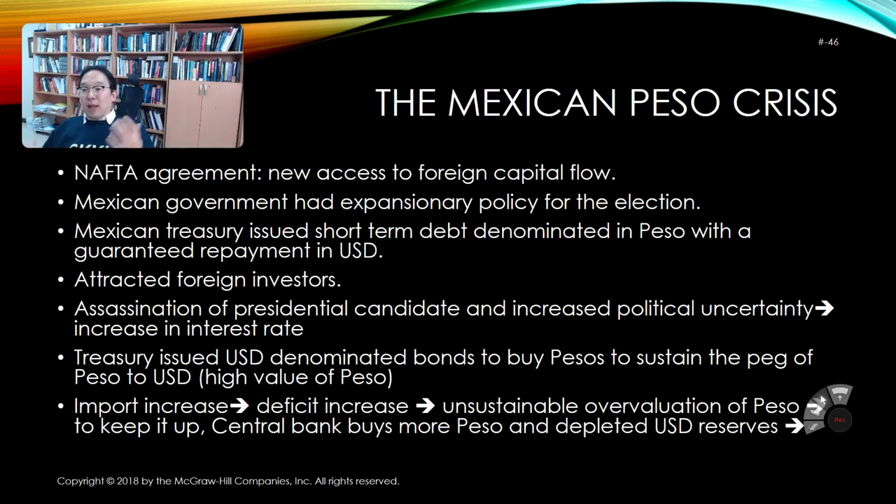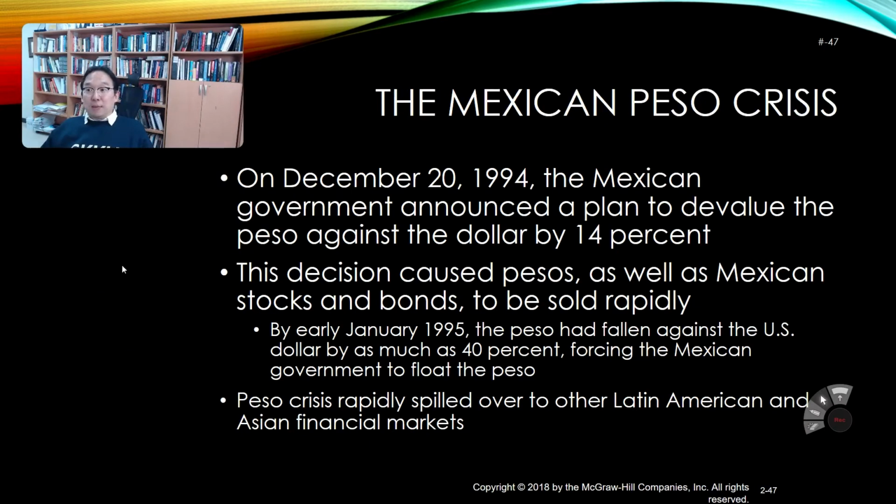Then the central bank bought pesos even more. How do you buy pesos? Well, spend your US dollar reserves until you deplete them. What's the consequence? Well, in December 1994, the Mexican government announced a plan to devalue the peso against the dollar by 14%. They're like going belly up, right? I cannot buy any more pesos. I'm depleted of US dollar reserves. Then the trouble comes, the currency crisis.